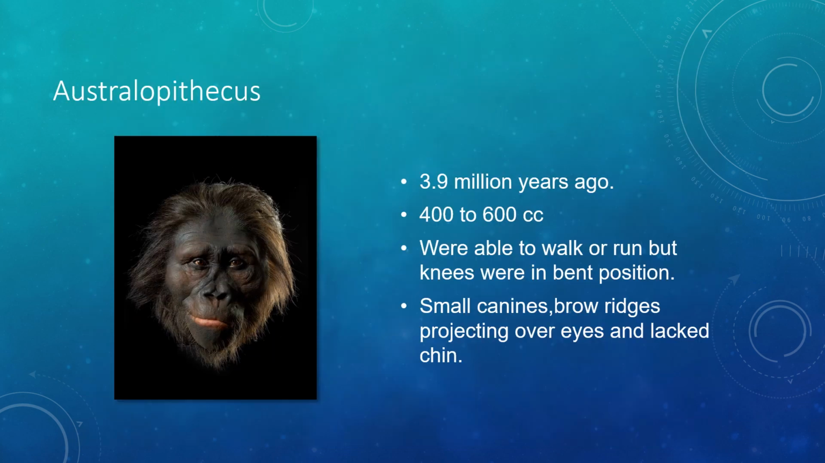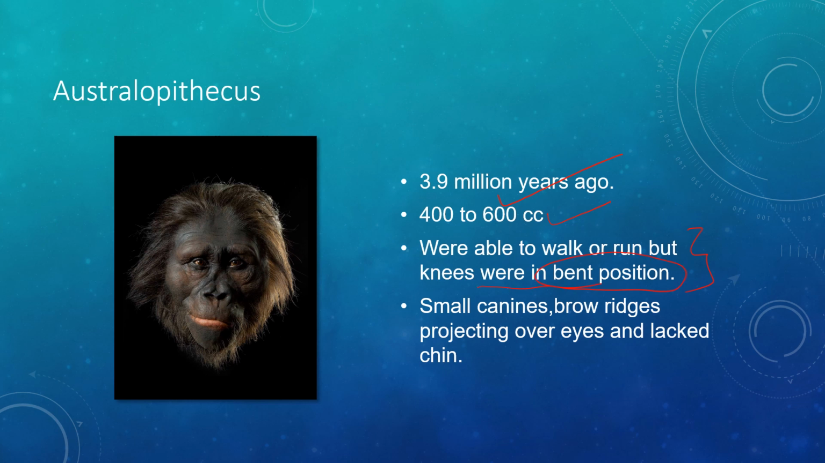Now first comes the Australopithecus. Australopithecus was staying 3.9 million years ago. Its brain capacity is 400 to 600 cubic centimeters. They were able to walk. So how was the posture? They were able to walk and run, but the knees were in a slightly bent position.